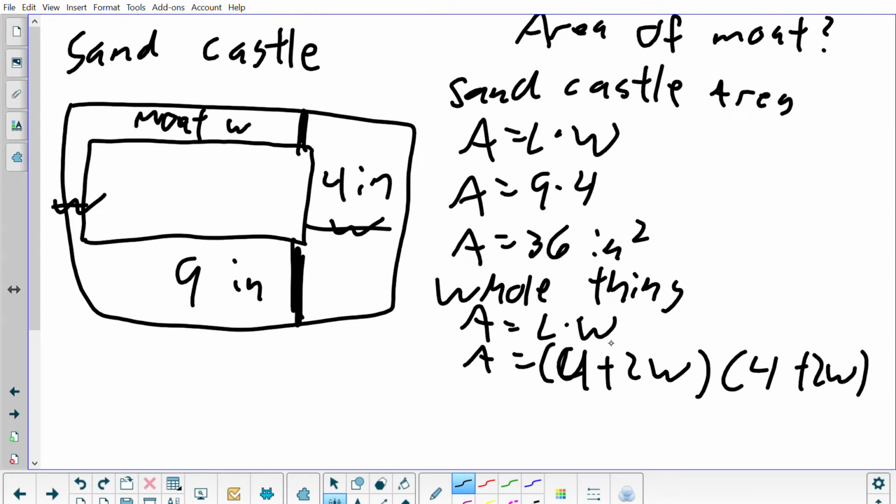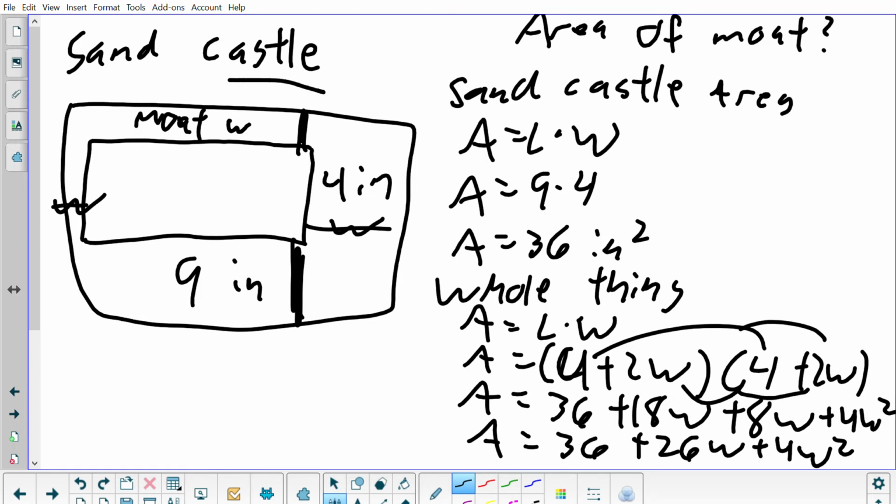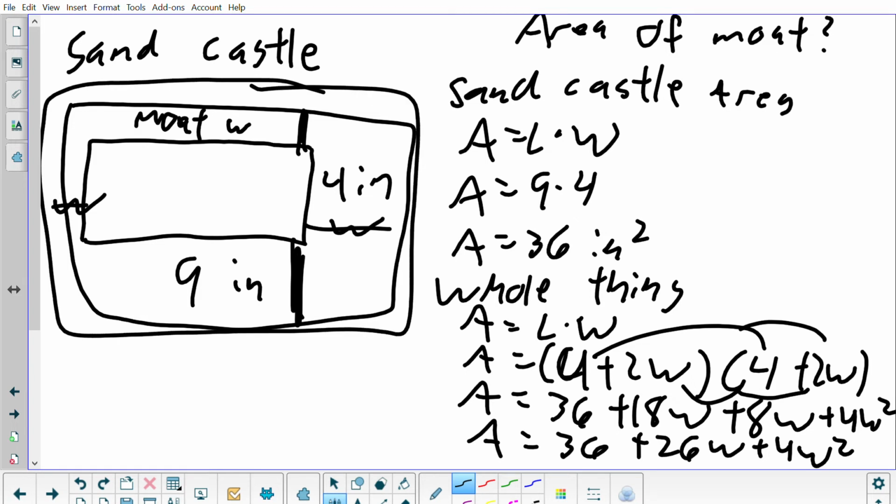I am going to double distribute. So I get 36 plus 18W plus 8W plus 4W squared. Okay? Combine my like terms. Area is 36 plus 26W plus 4W squared. So that's the area of this whole thing, moat, sandcastle, everything.